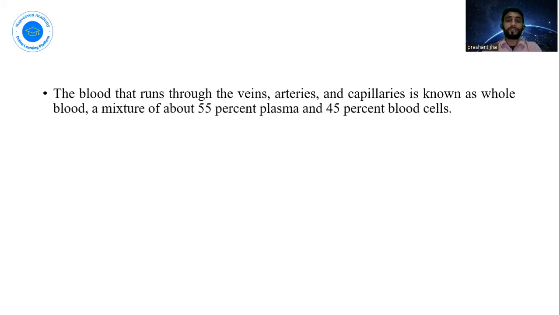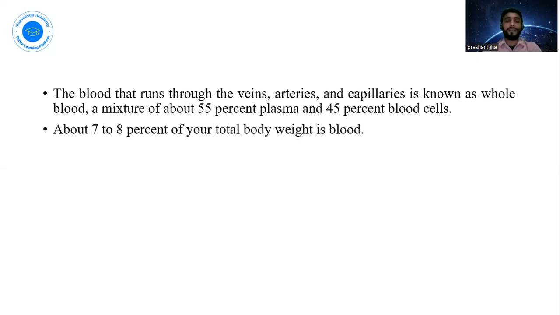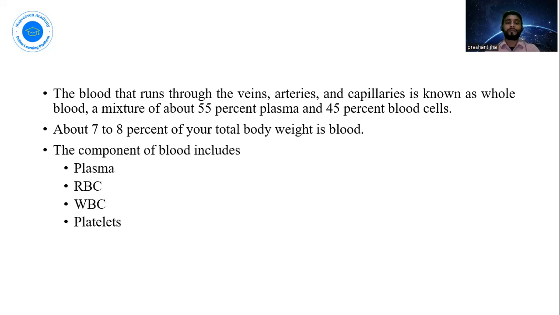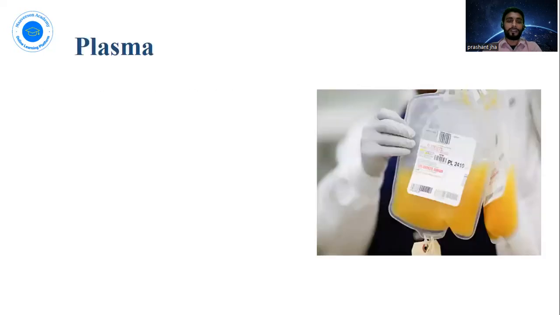The blood that runs through the veins, arteries, and capillary is known as the whole blood. That is a mixture of about 55% of plasma as well as 45% of the blood cells. About 7 to 8% of your total body weight is blood. The components of blood include plasma, RBC, WBC, and platelet. So we'll discuss them one by one.